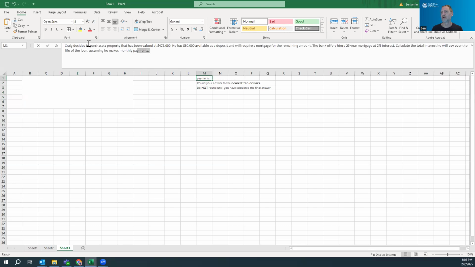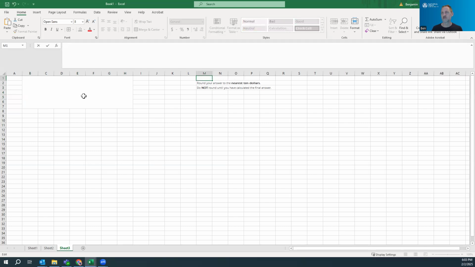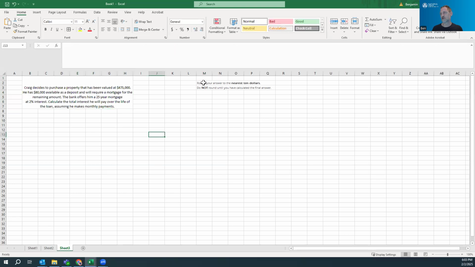There are a couple of fine detail things over here. Round your answer to the nearest $10. Do not round until you calculate the final answer. That's good advice. All right. So I'm going back to this. The property price is 475,000, but he's making a deposit, what we call a down payment. And so we're going to take that off the top. So this is what's left to pay. Sorry, the down payment is 80,000.